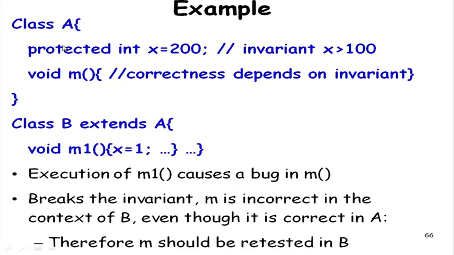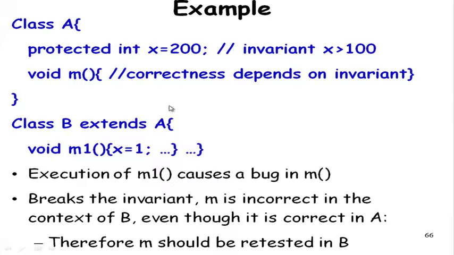Let us assume that this was the code here. Class A had this variable x having value 200, and the invariant or the requirement on this variable is that x should always be greater than 100. And then we had several methods here which were using this variable, and they were all maintaining this invariant. That is the way the class was designed, and they were working correctly.